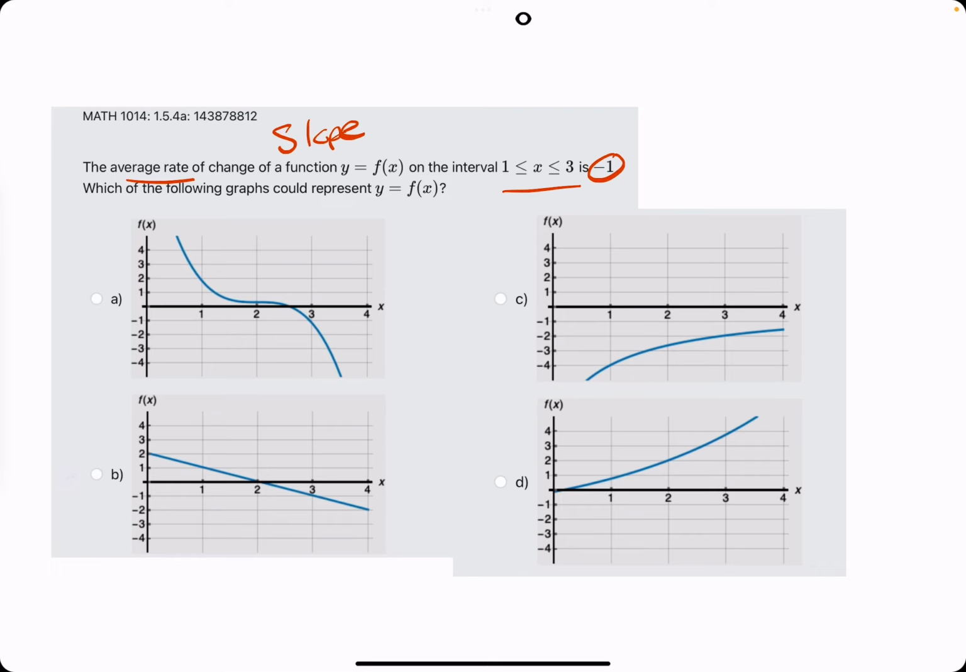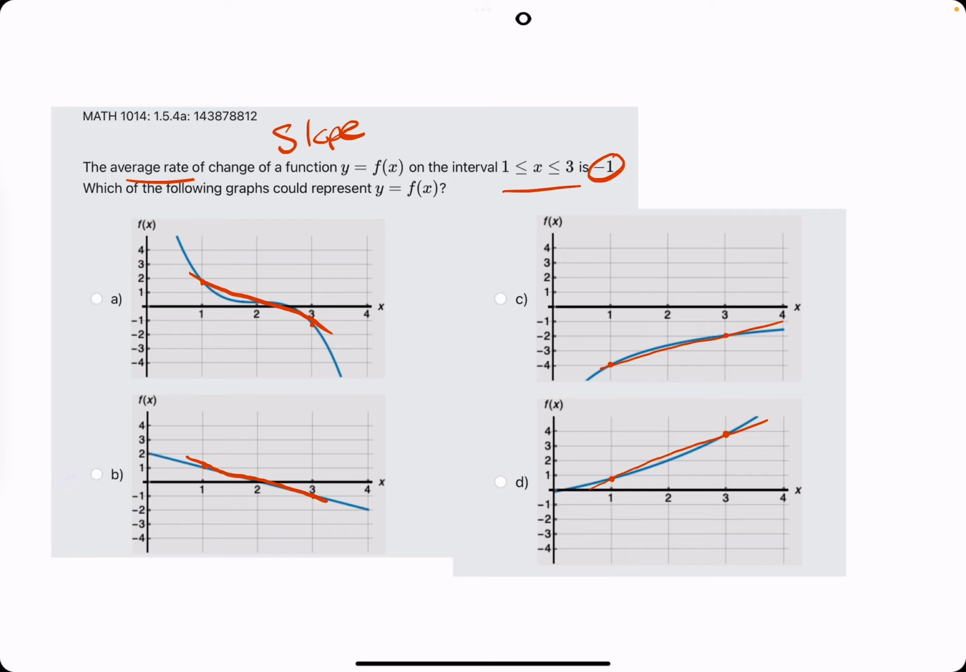So on each of these graphs, it might be helpful to visualize a line connecting the points on the function created at x equals 1 and x equals 3. So you want to imagine like a line is passing through these points on every single function. Sorry, I'm focusing very hard, well, that already has a line passing through it. Anyway, so we want to find which of these lines has a slope of -1.